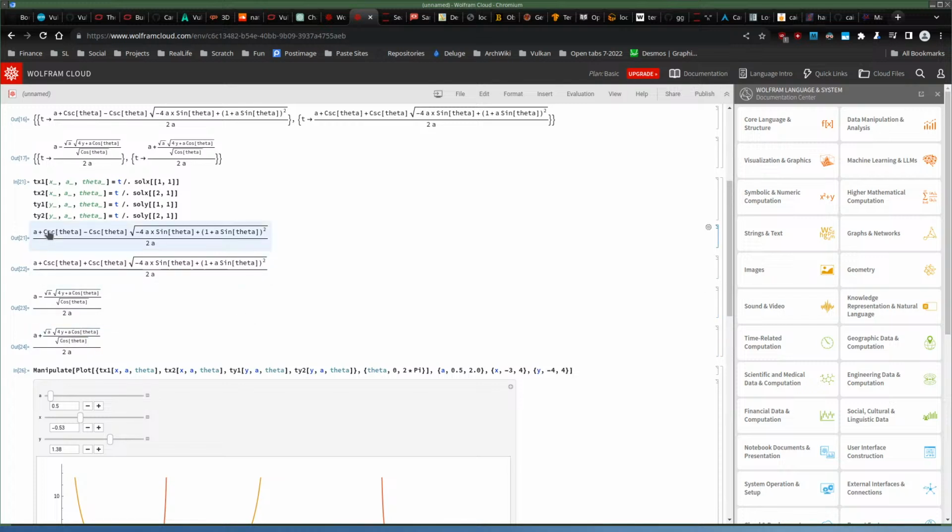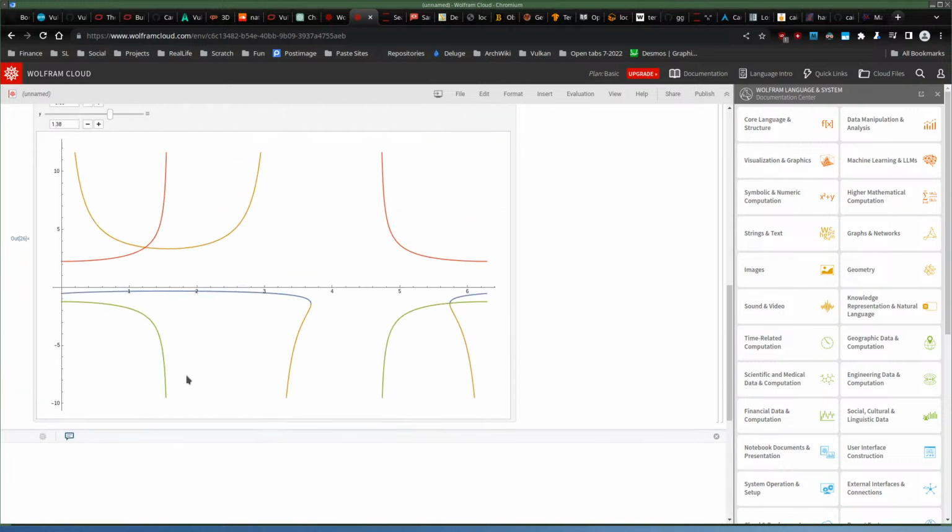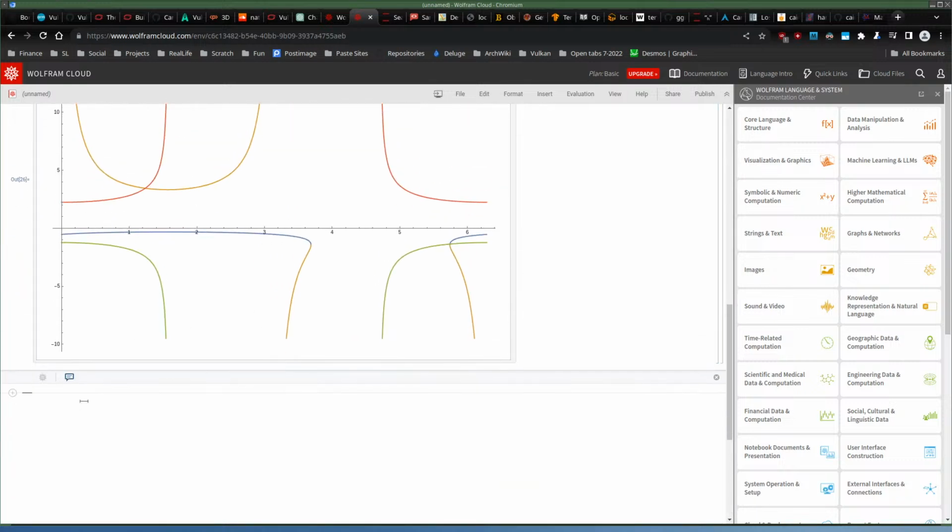This is ty2. I think a simplifier works on that one. Let's try that. Simplify ty2.